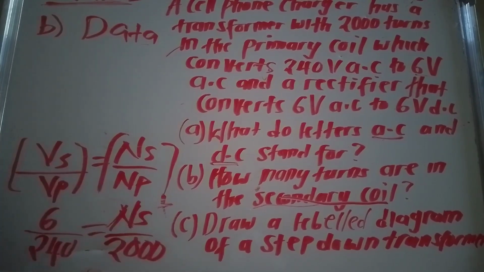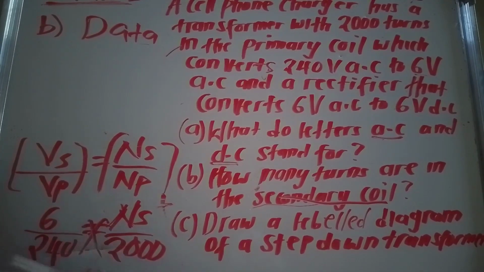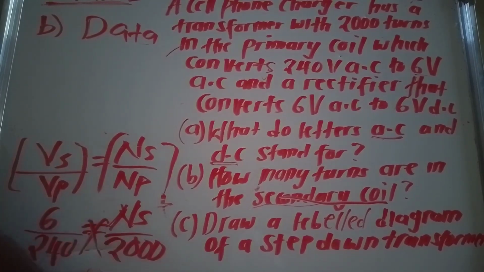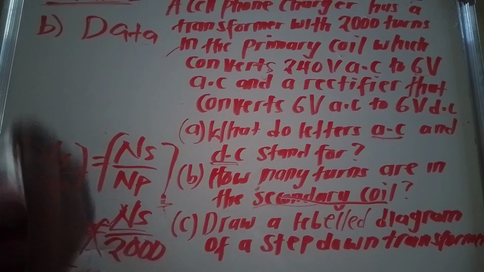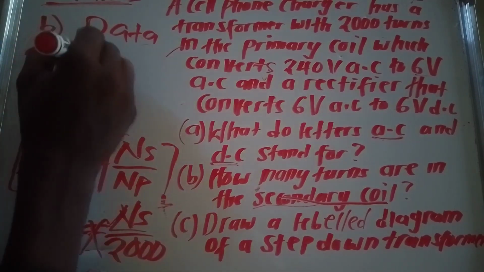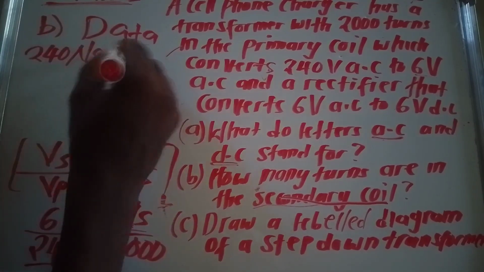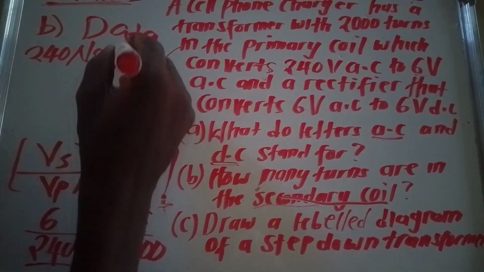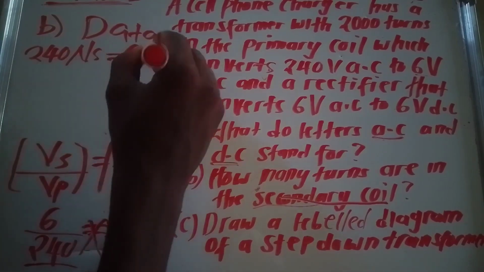So now since we have an equal sign here, we are going to do a cross multiplication. So we are going to have 240 times the number of turns in the secondary coil. We are going to have 240 number of turns in the secondary coil, which is equal to 6 times 2000. 6 times 2000.